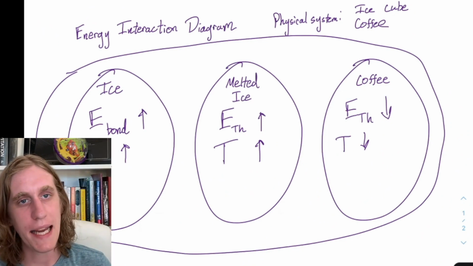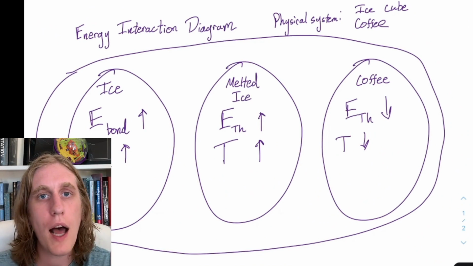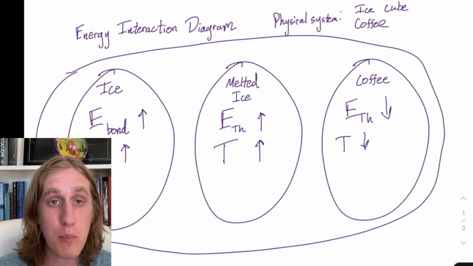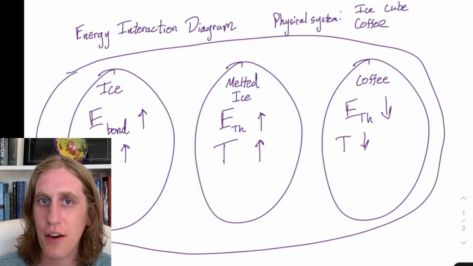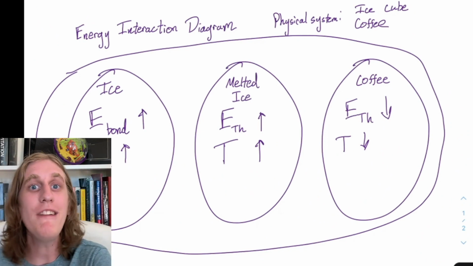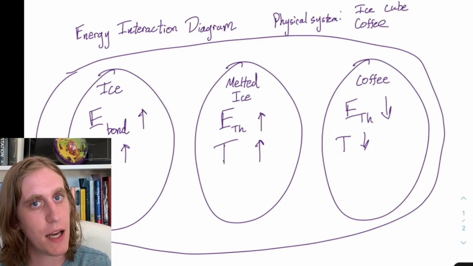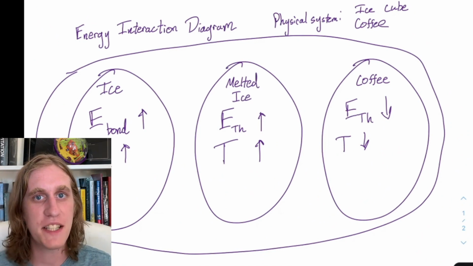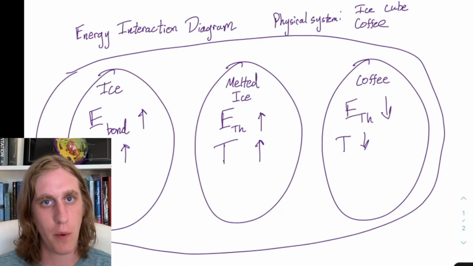Now, what does it mean that the system is closed? What it means is that the total amount of energy inside the system is not allowed to change. Energy is being moved from one kind to another. Specifically, the energy in the coffee is being put into the ice, causing it to melt and warm up. Because the coffee is losing some of its energy, its temperature is going down.